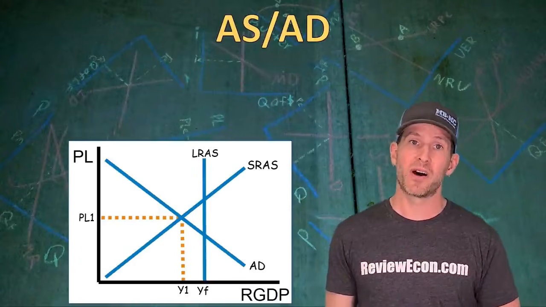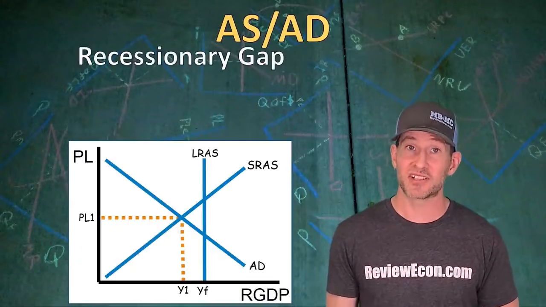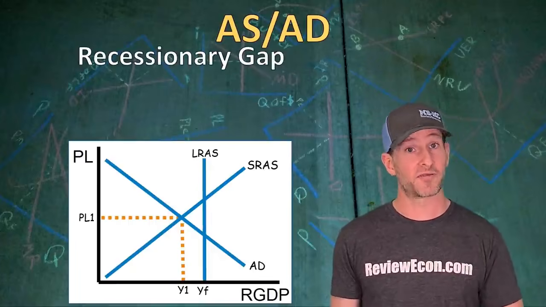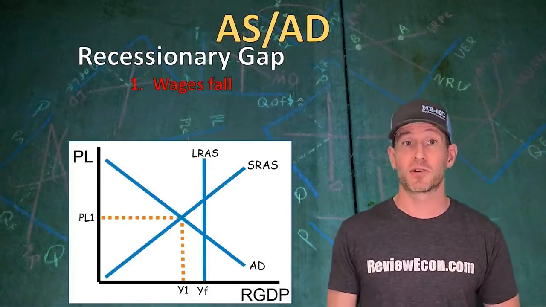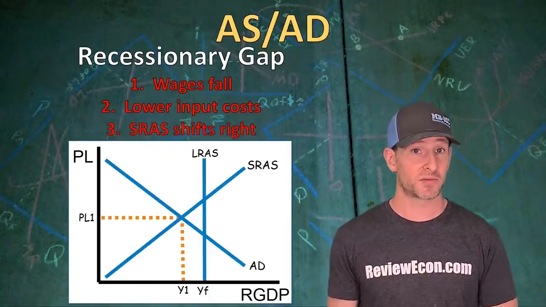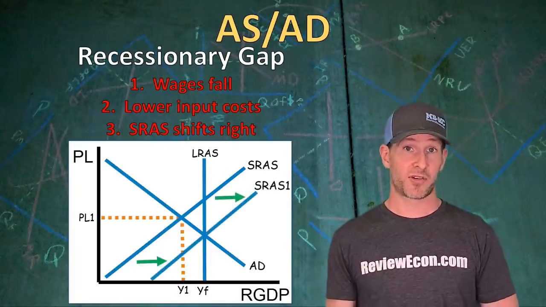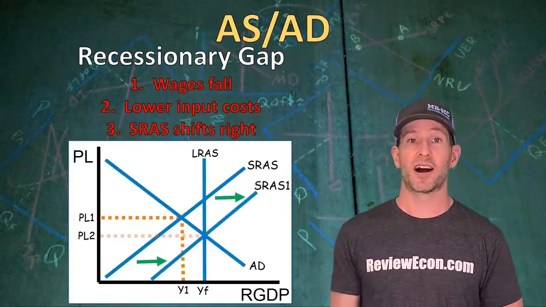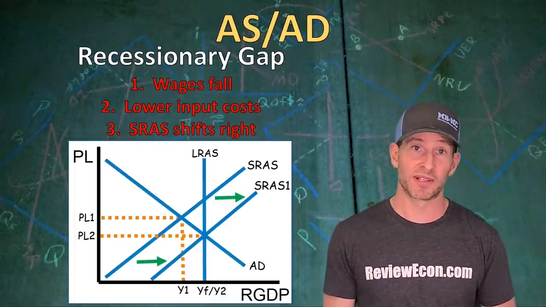The ASAD model shows us that the economy will fix itself in the long run. If we have a recessionary gap, that means that we have a lot of workers who are unemployed. In the long run, wages and other resource prices are going to fall. That will mean input costs are now lower, and those lower input costs will cause businesses to produce more output, and that will cause a rightward shift of the short-run aggregate supply curve, restoring our economy to long-run equilibrium. We have lower wages, but we have restored the full employment level of output.